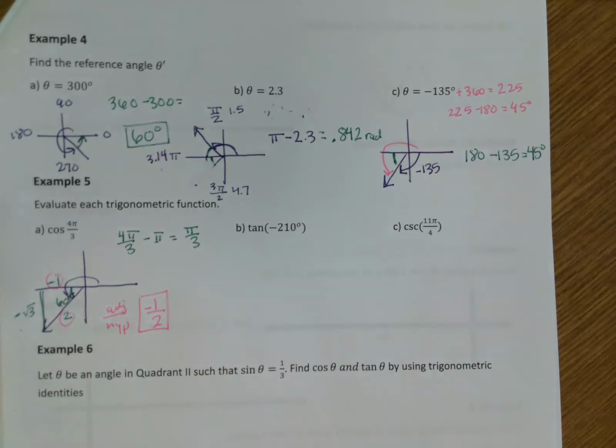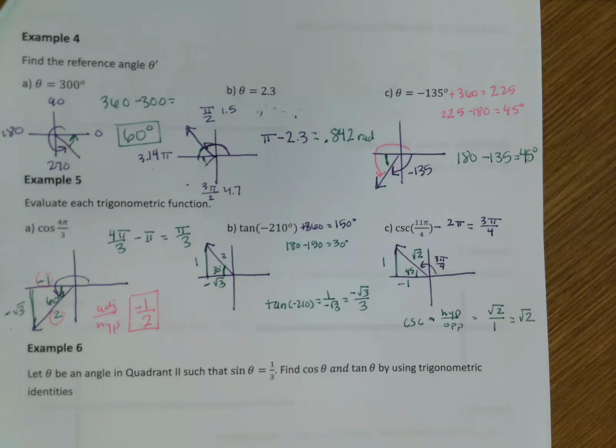I want you to pause the video and try to do B and C by yourself. And for tangent negative 210, you should have got negative square root 3 over 3. And for cosecant, 3 pi over 4.